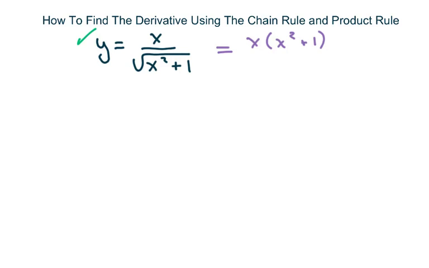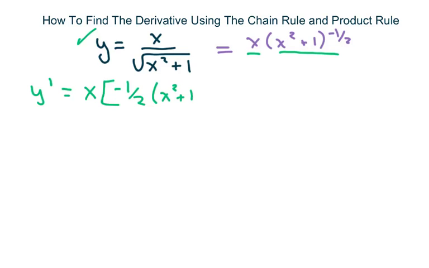For this one, the first thing I'm going to do is just rewrite this as x times (x squared plus 1) to the negative 1/2. And then we're just going to take the derivative of y by first writing our first function, x, and then take the derivative of the second function, which is going to be negative 1/2 for the outer function, and (x squared plus 1), and then you subtract 1, that's going to be negative 3/2, and then you take the derivative of the inner function, which is 2x.